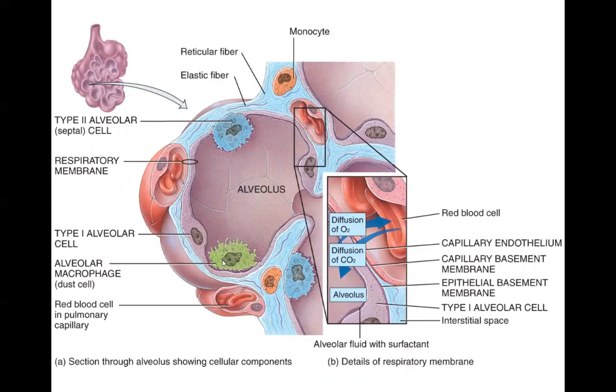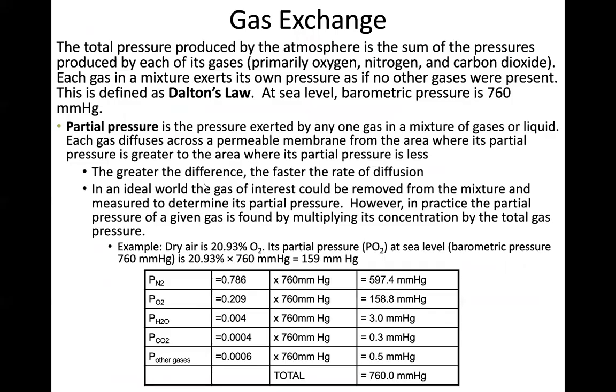You'll also find macrophages within the alveoli that can clean up any dust particles and other stuff through phagocytosis. You'll find some other cells kind of sprinkled around, but it's mainly the type 1 and the type 2 cells that are part of the alveoli. So now that we know the structures involved with gas exchange, we can start getting into the fun stuff and learning about gas exchange.